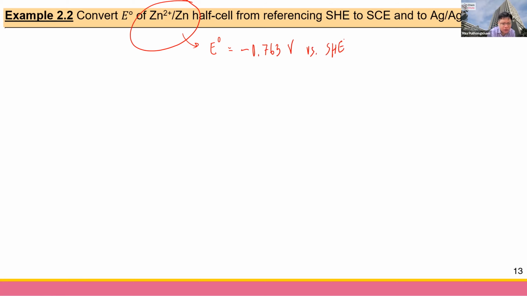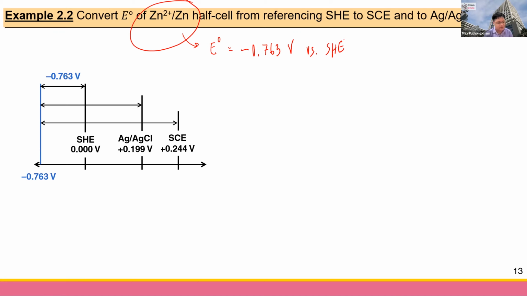Now to make it a little bit easier, you can just draw the number line as well. This is SHE, this is silver chloride, and this is calomel, and this is your zinc electrode. You can find the distance for the silver chloride and for the saturated calomel, but your number is going to be negative, right? Because it's on the left-hand side. You can visualize this, or you can just do the math.